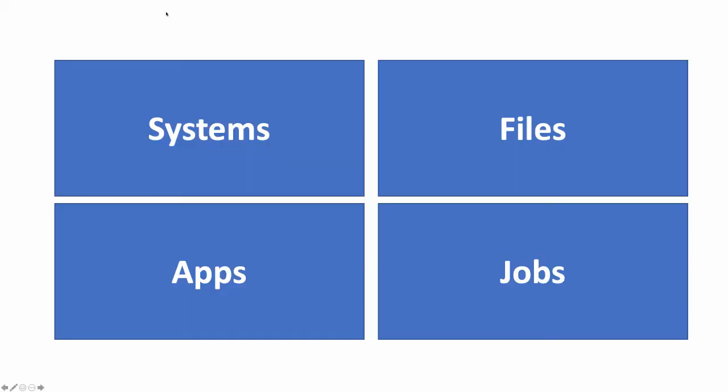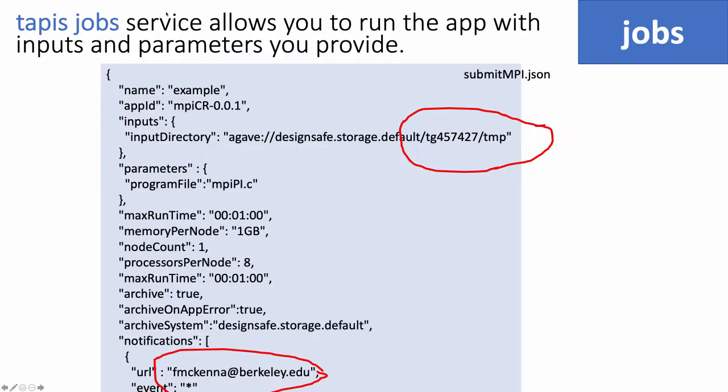This is where the job service comes into play. So we're going to create a file. In that file, we're going to specify our input directory and our program file. The input directory is where, when we were playing with the files, we put the mpi.c. So that's going to be our input directory. Our program file is the mpi thing.c. The app ID, that's the application we just created. And of course, you want to change the URL to somewhere else other than me.